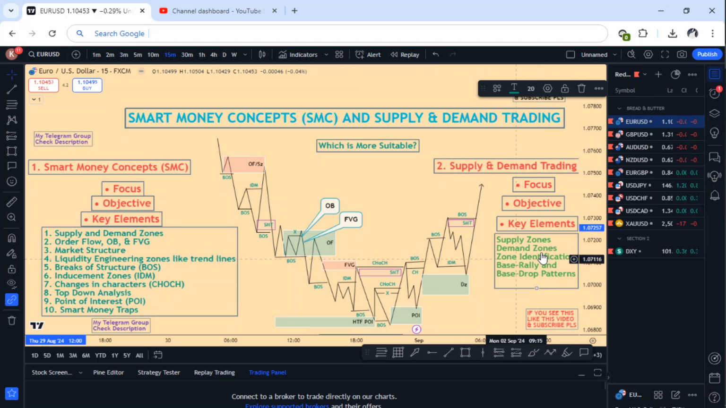Now, what about zone identification as a key concept? Supply and demand zones are identified by looking at areas where the price has made a significant or impulse movement and then retraced to it. These levels are marked as potential entries for future trades in that particular overall direction.